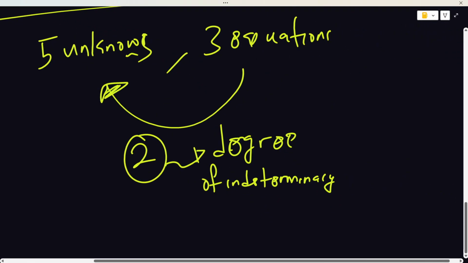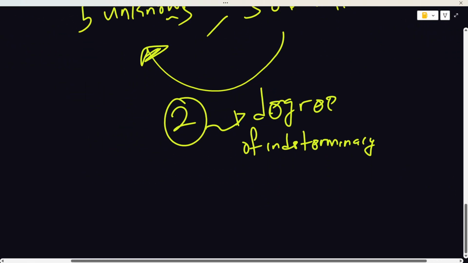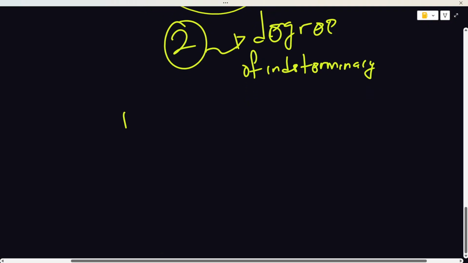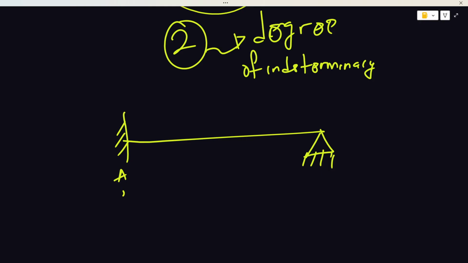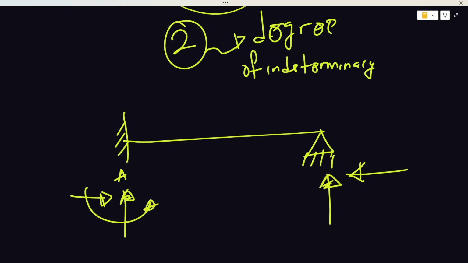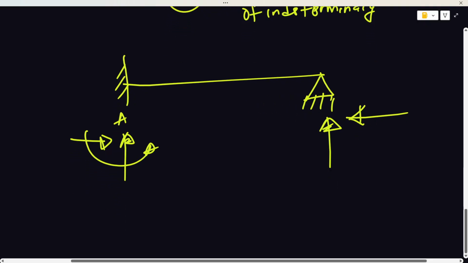Now, let me give you also an example. Let's say we have a structure in this manner. One end fixed at A, and on this end, a hinge support. So here we have 3 reactions assumed arbitrarily. This also has 2 reactions as restraint. So how many? We have 5 unknowns.